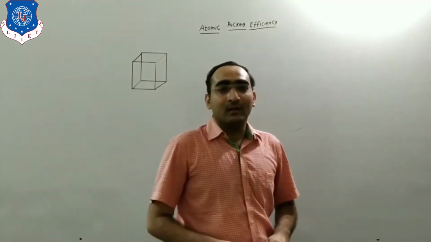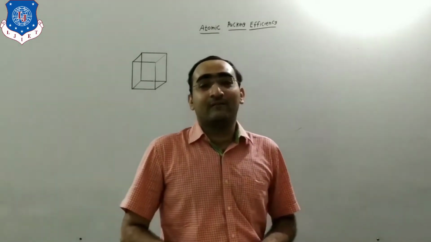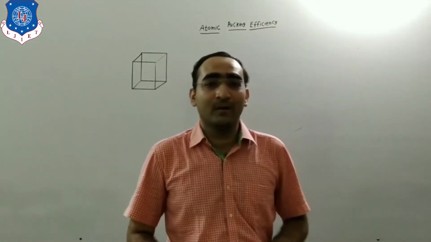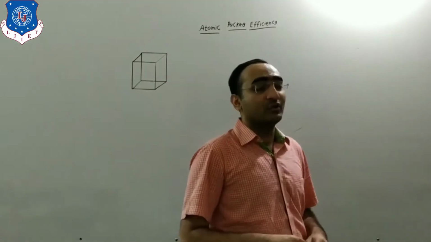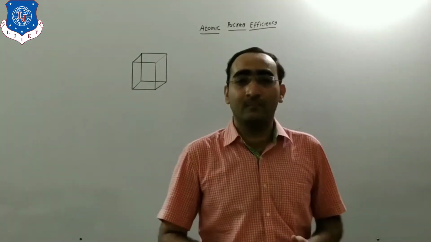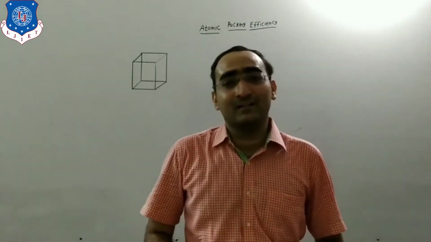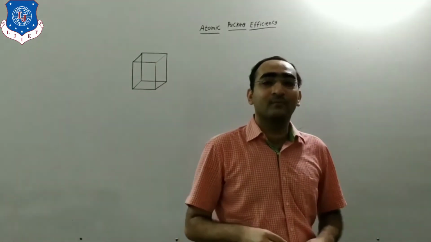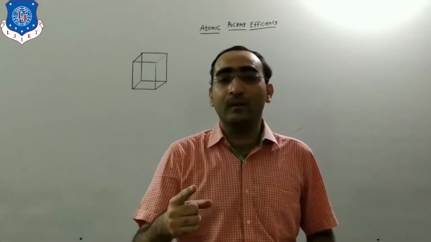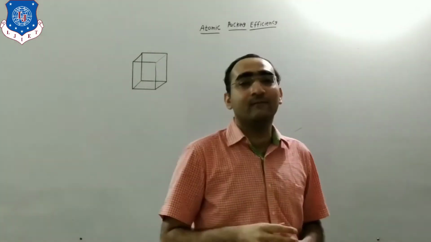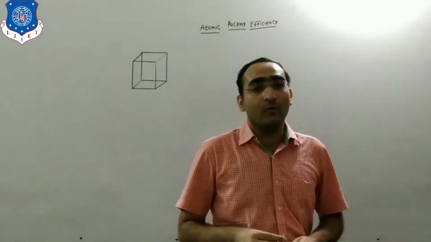We are going through the chapter on crystallography, the geometry of the crystal. The next topic is atomic packing efficiency. In the last lecture we went through two different types of unit cell, simple cubic, how we found it out, and the same for BCC, body centered cubic.